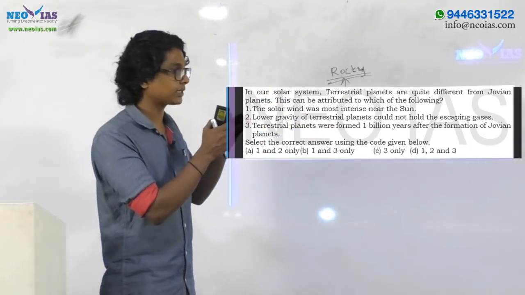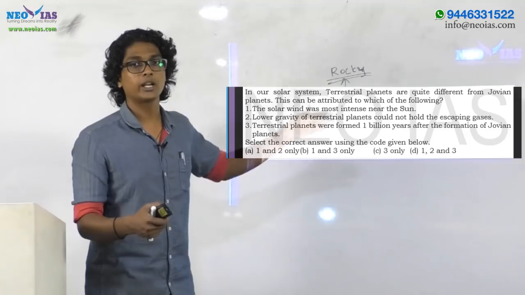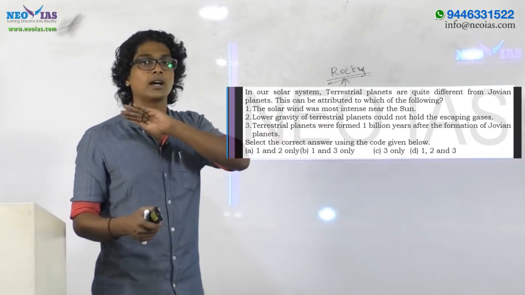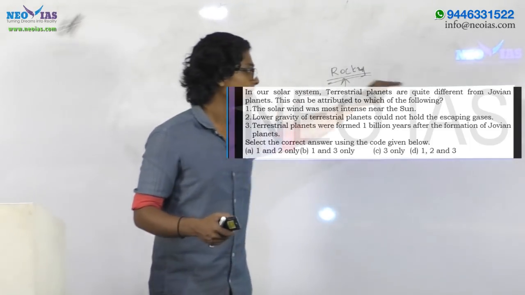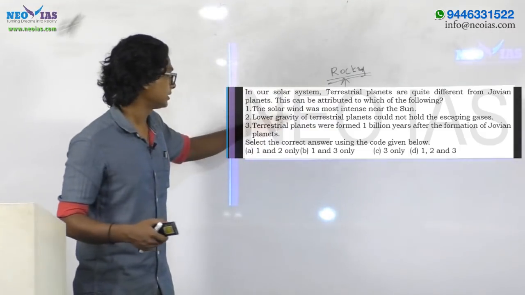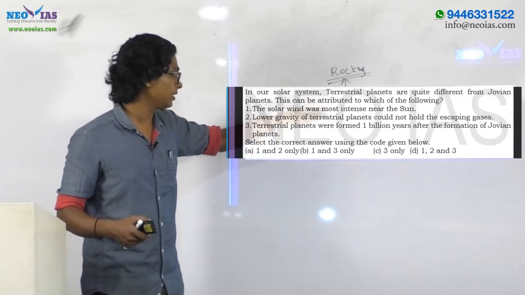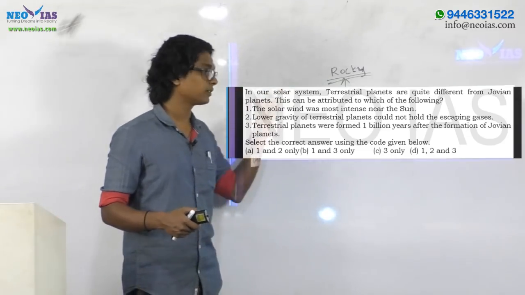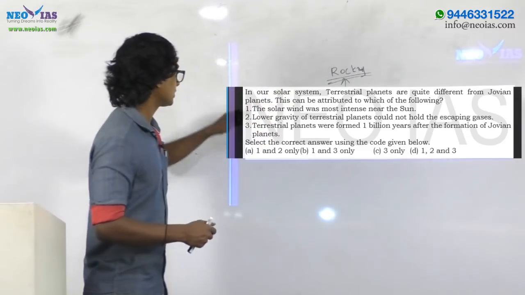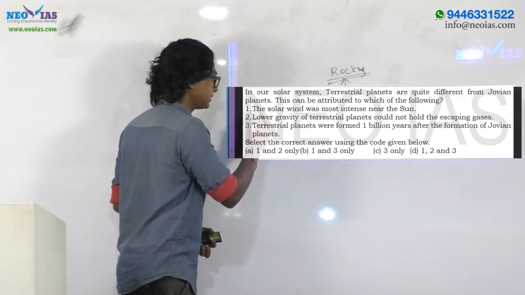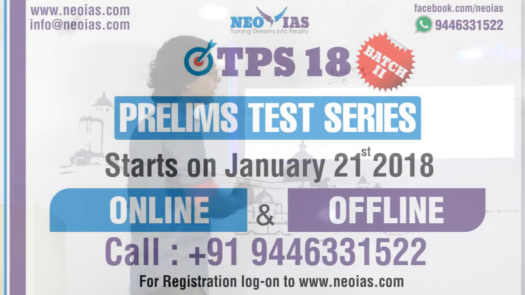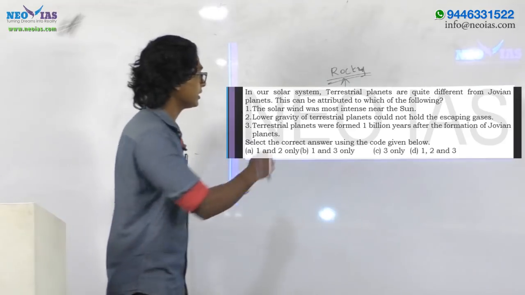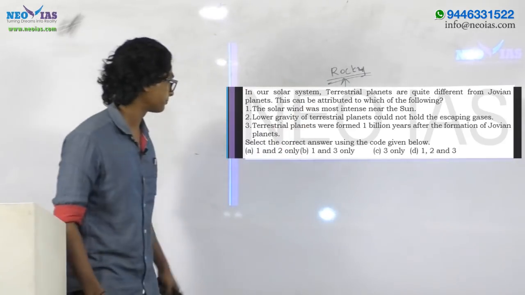Now since these terrestrial planets are close to the sun, they get more energy from the sun, so that the gas cannot condense, unlike in the Jovian planets. So because of their proximity to the sun, these terrestrial planets were under the influence of solar wind. So the first statement is true. This is one reason why we have a difference between the terrestrial planets and the Jovian planets.